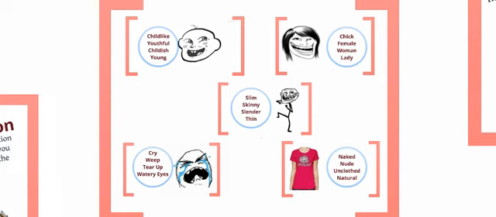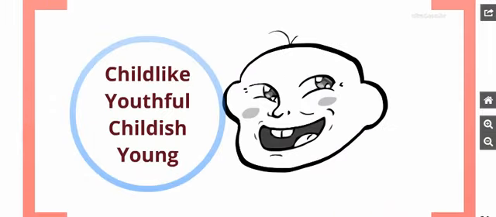Okay, let's practice this. Let's look at some words, some groups of words that have basically the same denotation. They have the same definition. They mean basically the same thing, but to us they have different feelings to them, different connotations. Some of them are more positive feelings for us. Some of them are more negative feelings for us. Let's take a look. So notice all of these words mean basically the same thing. Childlike, youthful, childish, young. They all mean the same thing.